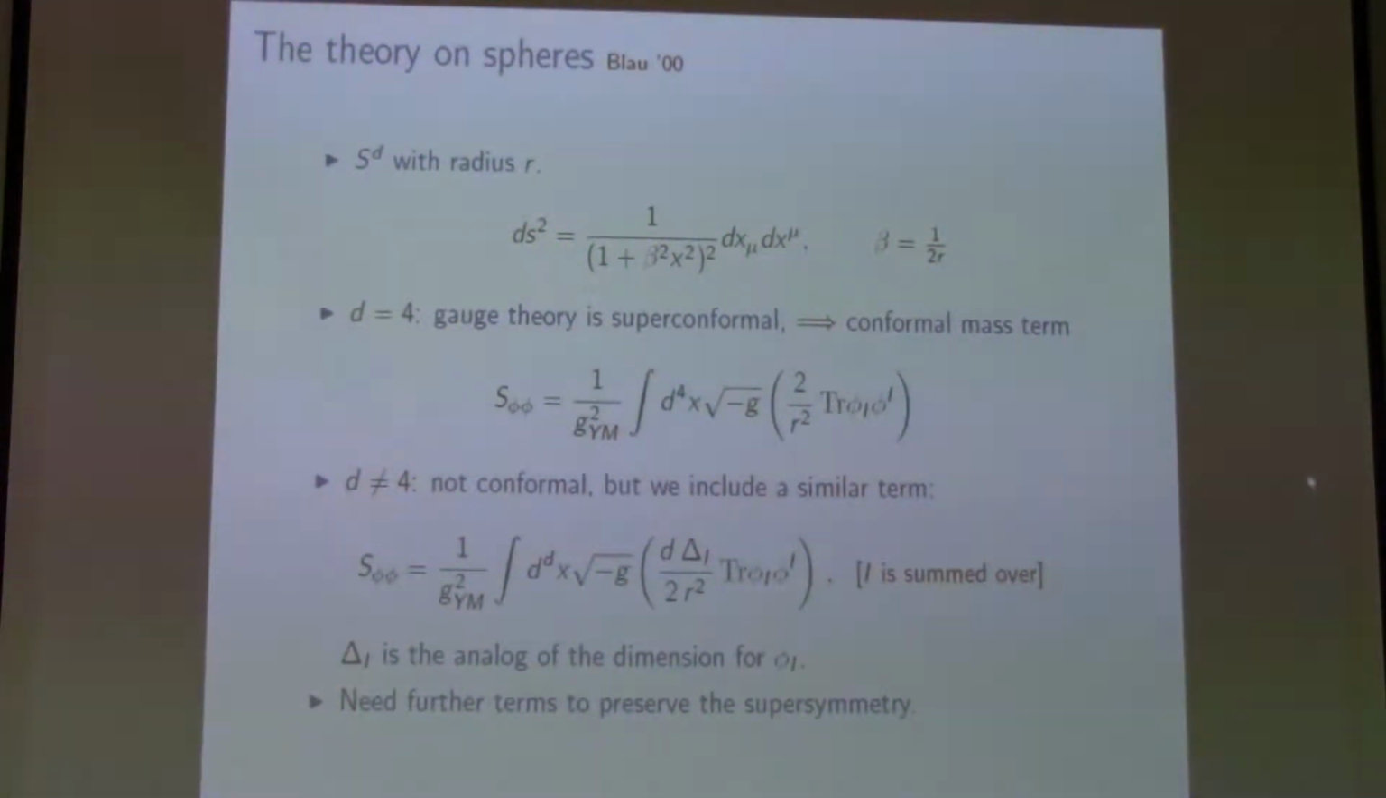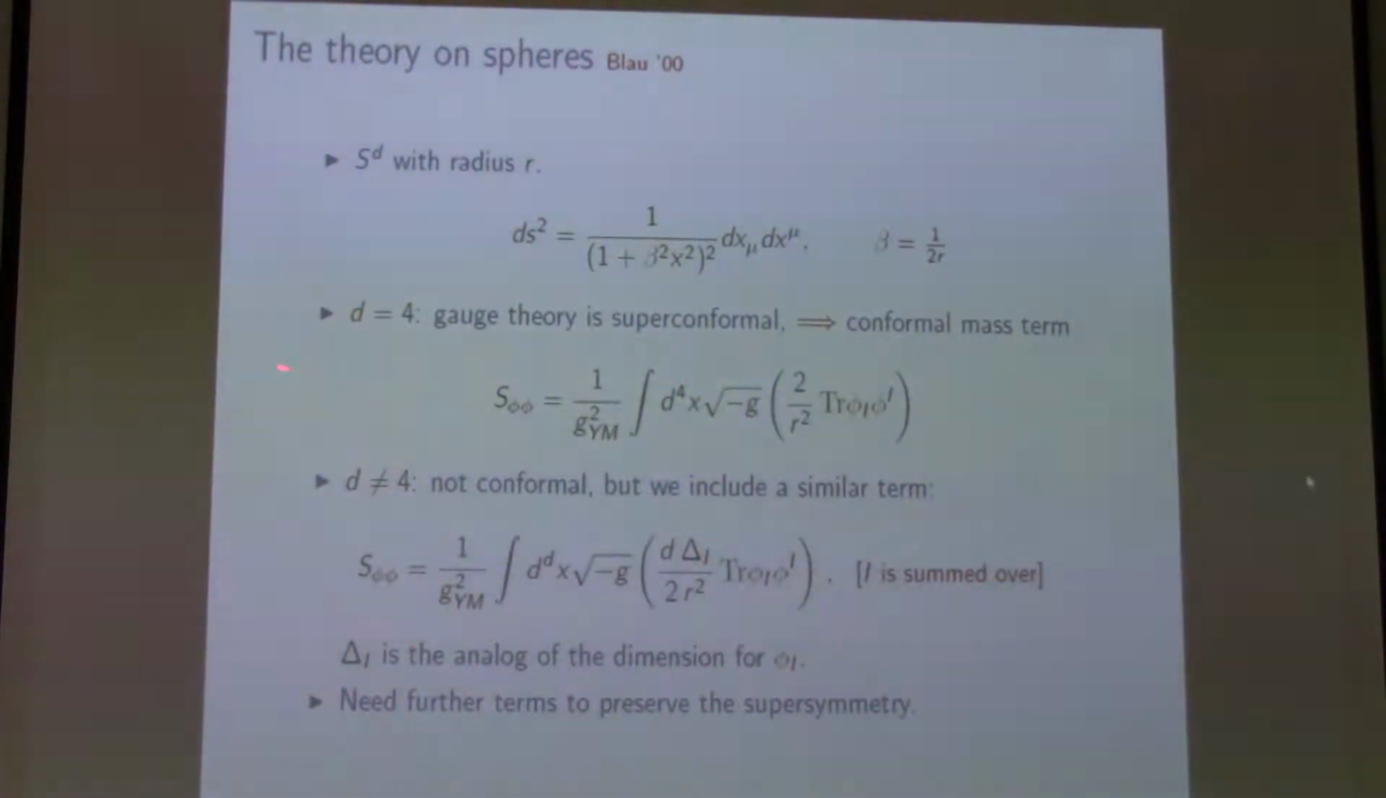Okay, so now let's put the theory on a sphere. I'm going to choose these projective type coordinates, so ds squared is just dx squared divided by this factor of 1 plus beta squared x squared, squared. And I'm going to use beta because this factor of 1 over 2r is going to appear all over the place, so I'll just call that beta. I'm assuming the sphere has radius r.